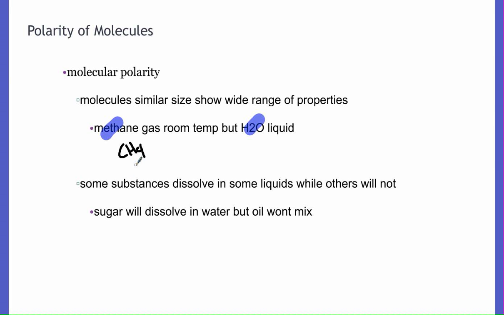One carbon plus four hydrogens is about a mass of 16.05 AMU. Two hydrogens and an oxygen gives me about an 18.02 AMU mass. And so they're similar in size, but methane is a gas at room temperature and water is a liquid. And there's a big reason for that, right?